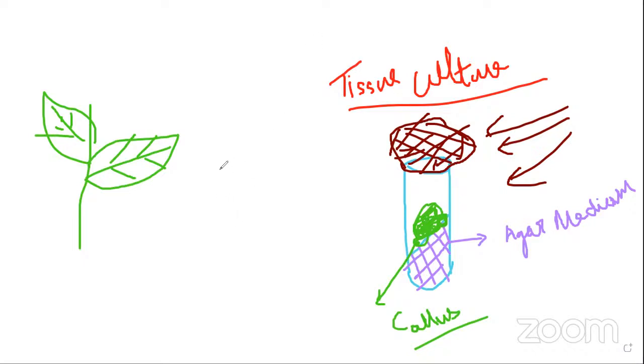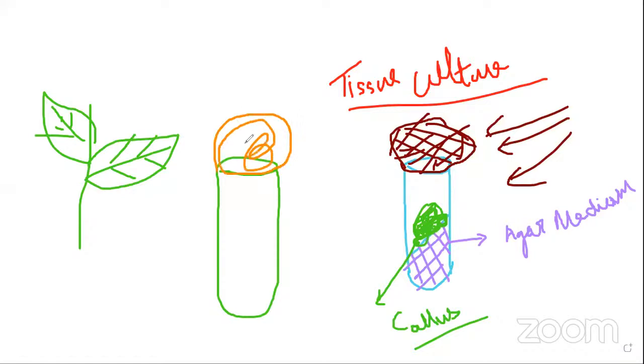Within the test tube, this is also covered completely with cotton. Inside there is a nutritive substance. This is the callus, and the callus grows. It produces roots as well as a shoot system. This is the first plant.